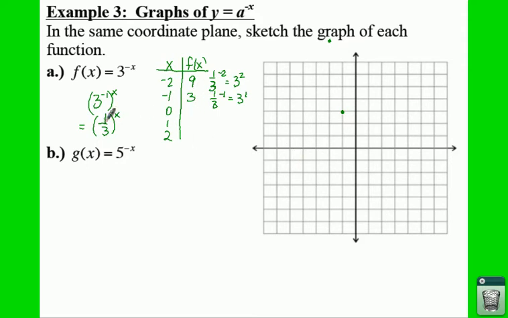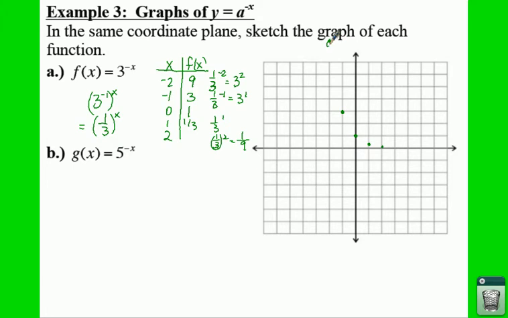And then if you plug a 0 in, remember, if you have anything to the 0 power, so 1/3 or even 3 to the 0, you're just going to get a 1. You don't get 0, but you get 1. So you have 0, 1 here. And if I'm going to plug in a 1/3 to the power of 1, that's just 1/3. So I'm going to go to the right 1, up a third. About right there, and then plug a 2 in, that's 1/3 squared, which is a 1/9. So you go to the right 2, up a 9th, right about there.